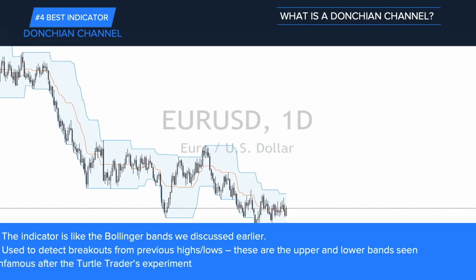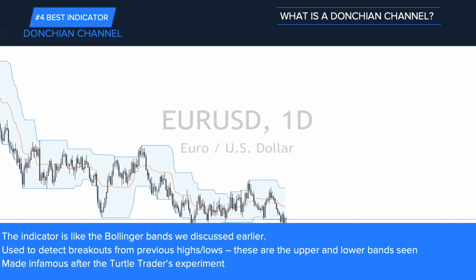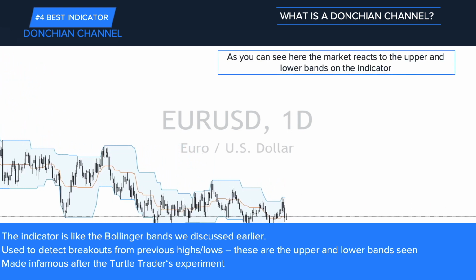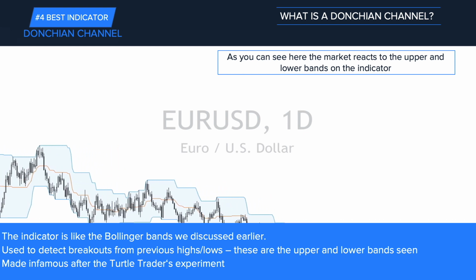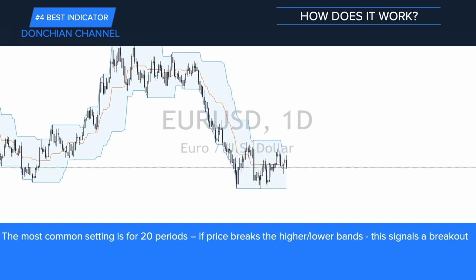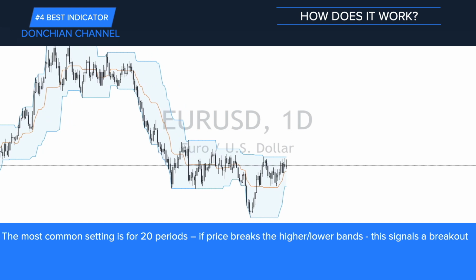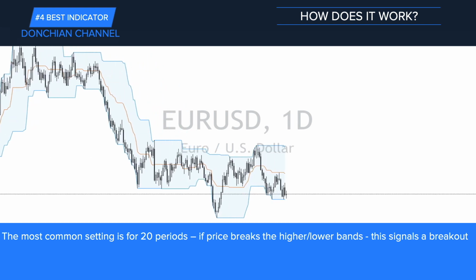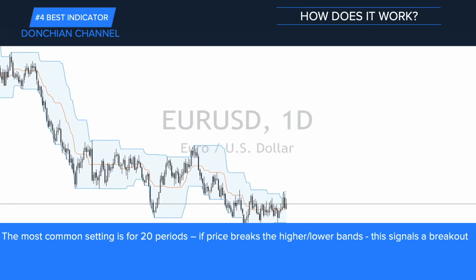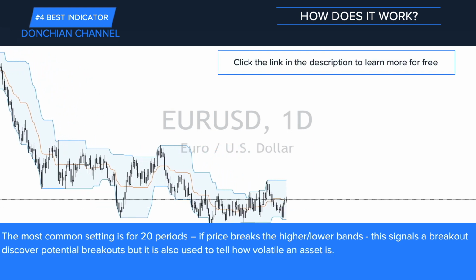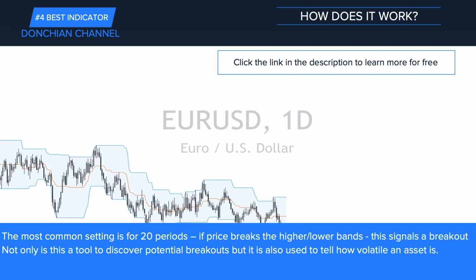The Donchian Channel was made infamous by the turtle traders experiment that turned average Joes into profitable traders. As you can see here, the market trades higher and lower when the price trades above, below the previous Donchian Channel lines. Now then, how do we use a Donchian Channel? The most common setting used is a 20-day period Donchian Channel. If price breaks out above the channel lines, it's a buy signal. If price breaks out below the channel lines, it's a sell signal. Not only is this a tool to discover potential breakouts, but it is also used to signal how volatile an asset is.